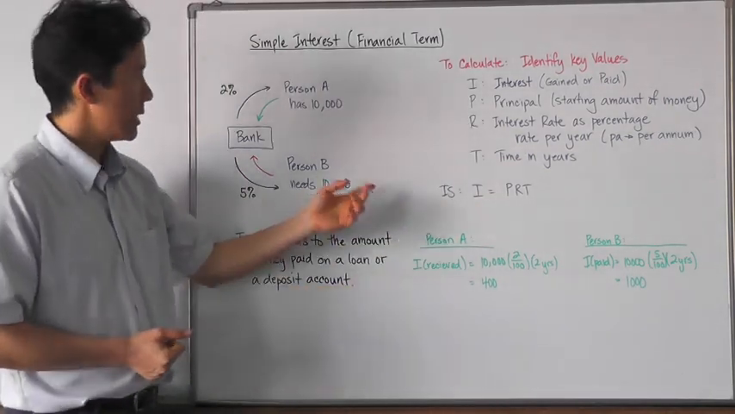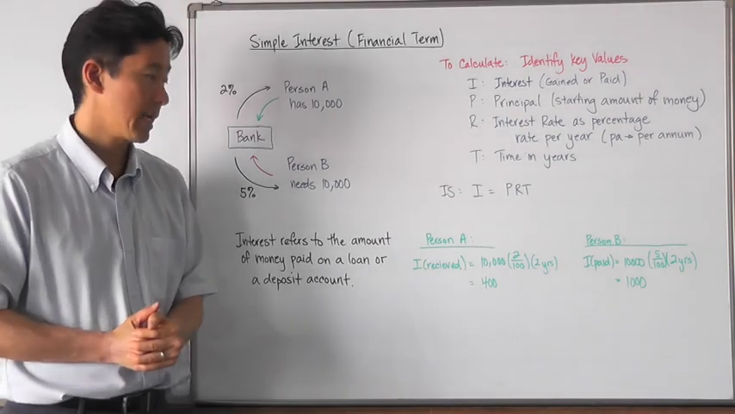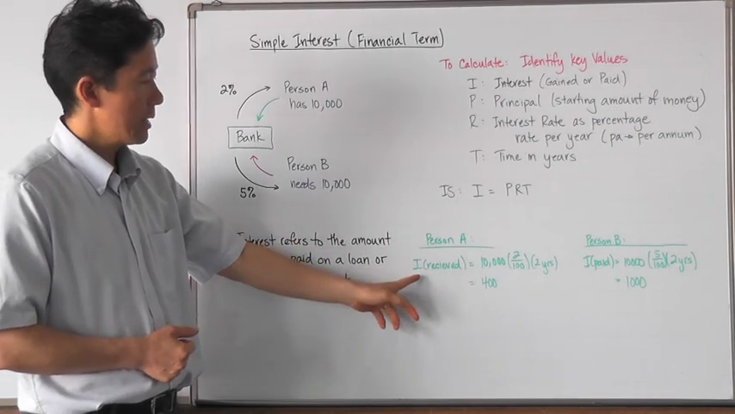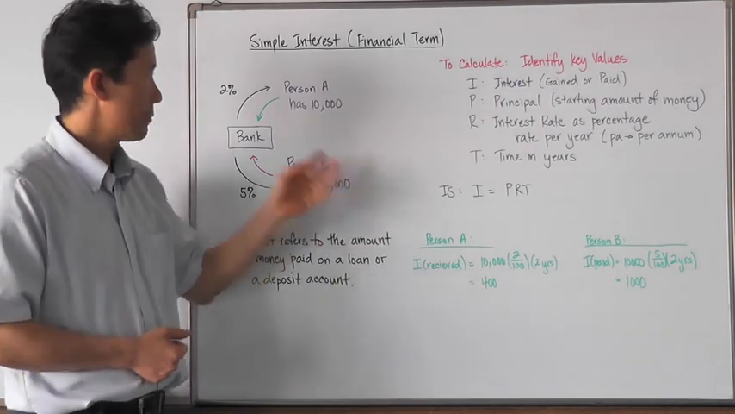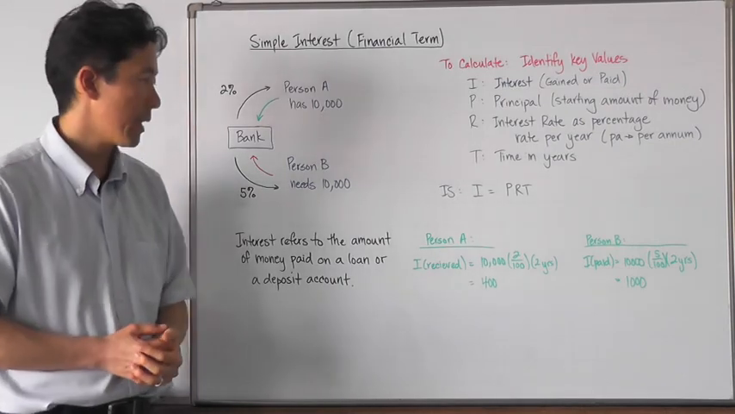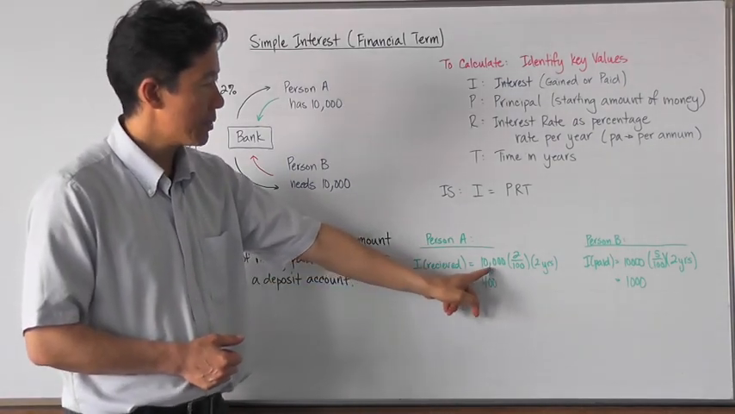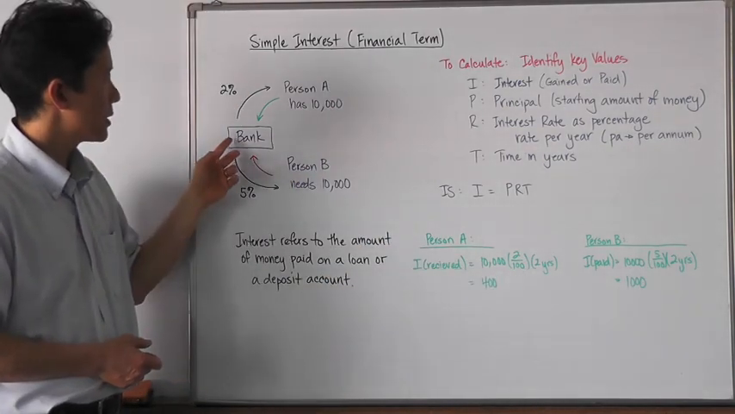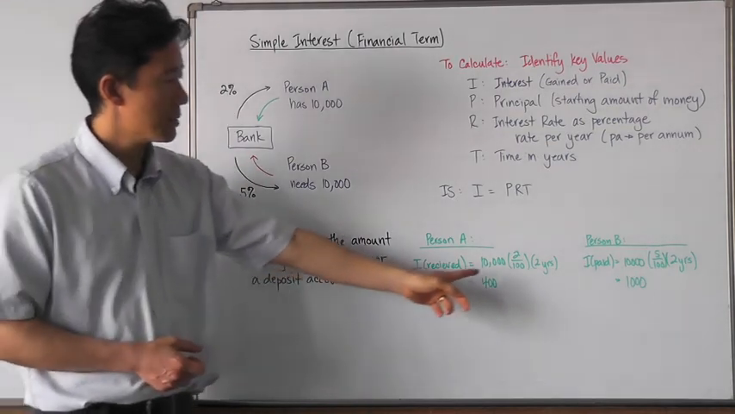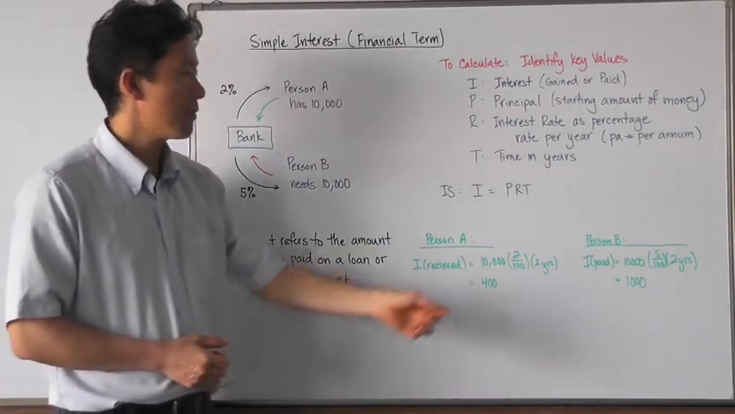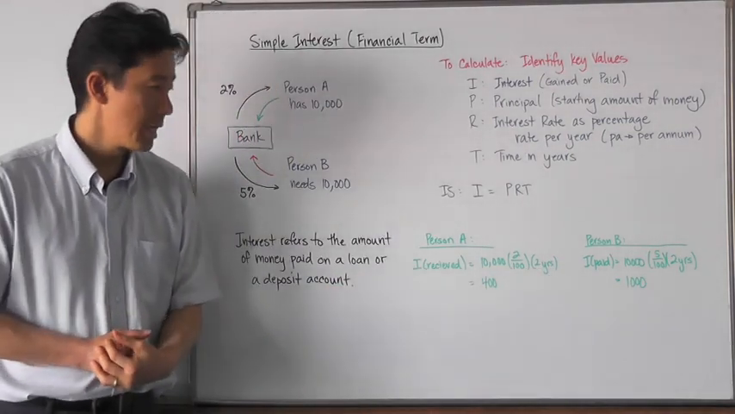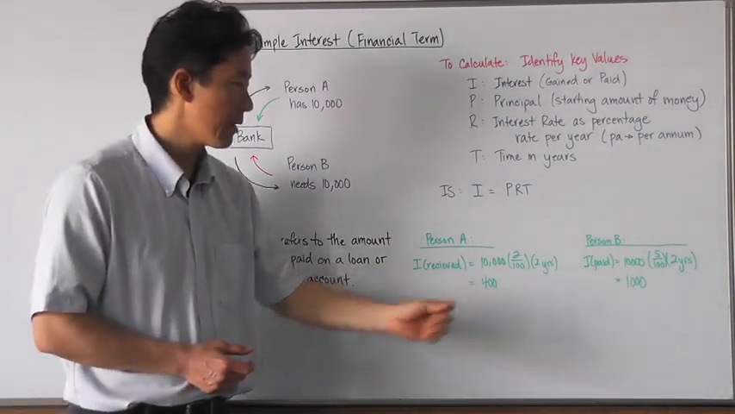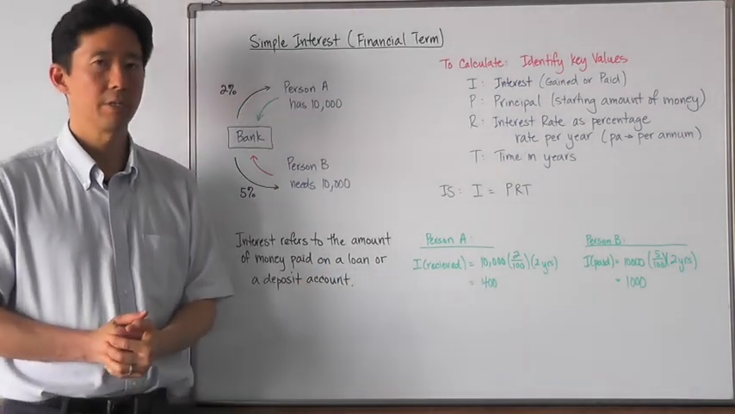Now let's analyze the situation a little more in depth and think about exactly how much interest is either going to be gained or paid. For person A, the interest is going to be received because they're going to be receiving additional money from the bank. To calculate that, the principal was 10,000 yen. The rate of interest offered to this person is 2%, so that's 2 over 100. And let's say we're talking about 2 years. Therefore, the amount of money that person A will receive from the bank is going to be 400 yen over 2 years.